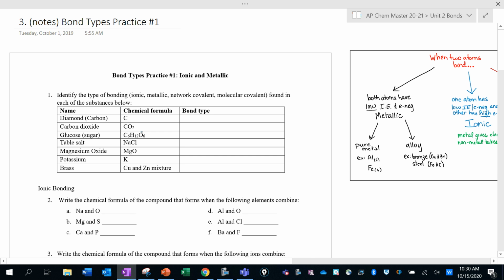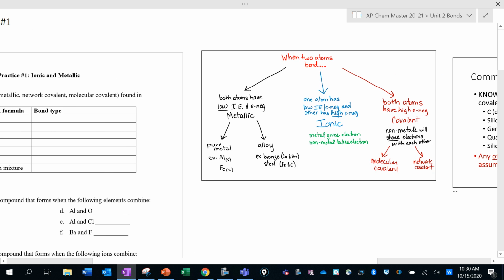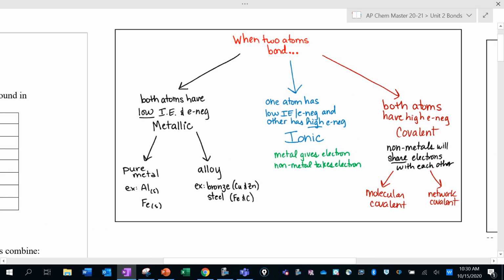And if you look over here at this flow chart, we can see how we can determine the bond type that's going to form between atoms. So if you combine atoms that are metallic, you're going to have metallic bonding. So if you combine one or more atoms that are metals, you can have a pure metal, like pure aluminum or pure iron, or you could have an alloy, which is a mixture of metals. For example, bronze is a mixture of copper and zinc.